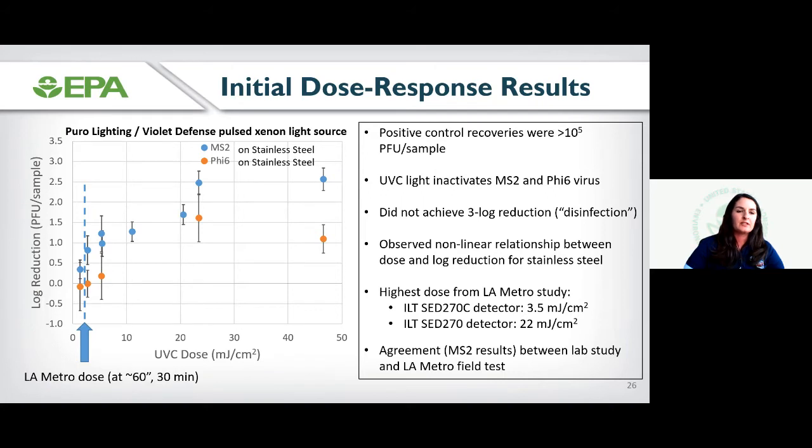So after doing these initial experiments in the lab, we realized there was actually agreement between what we were seeing in the lab and what we were seeing with LA Metro, and that the relatively low doses that were achieved in the railcar weren't leading to a lot of inactivation of MS2 in the lab either. Next slide.